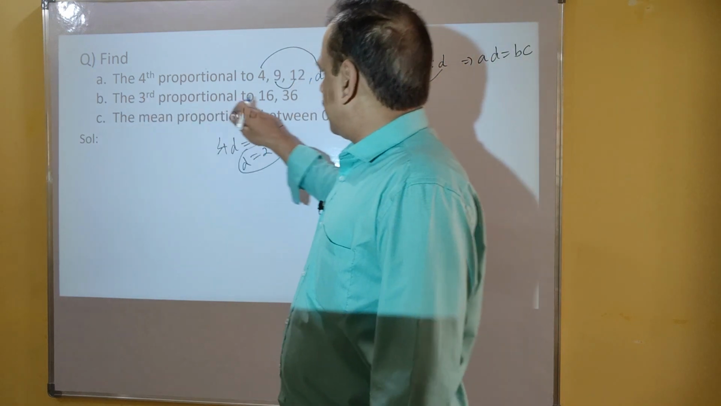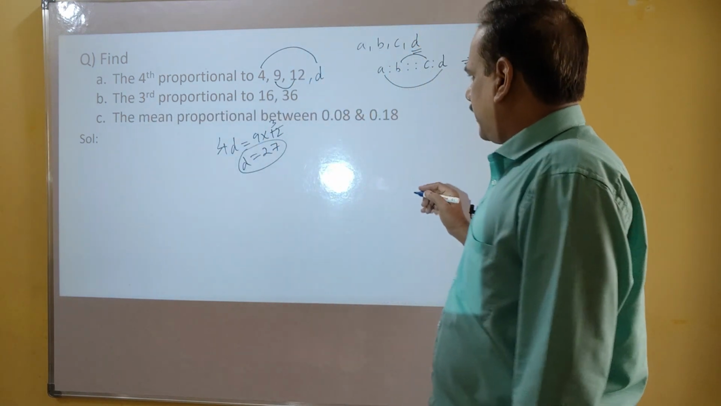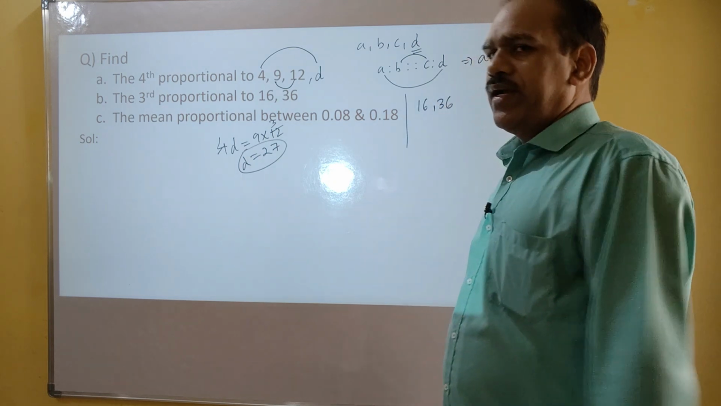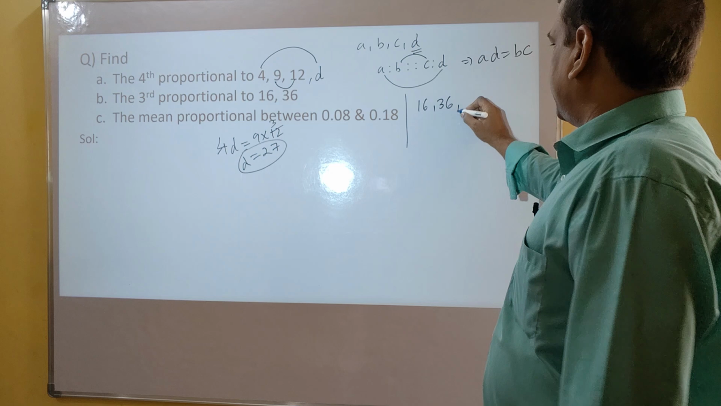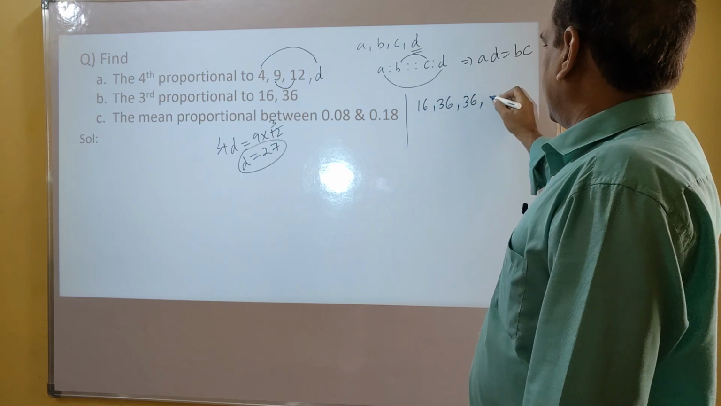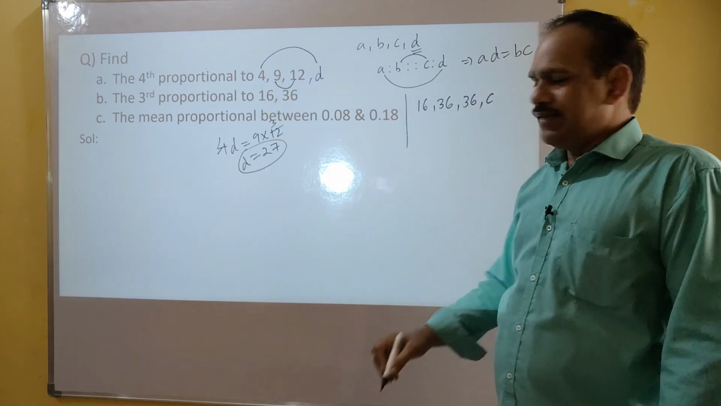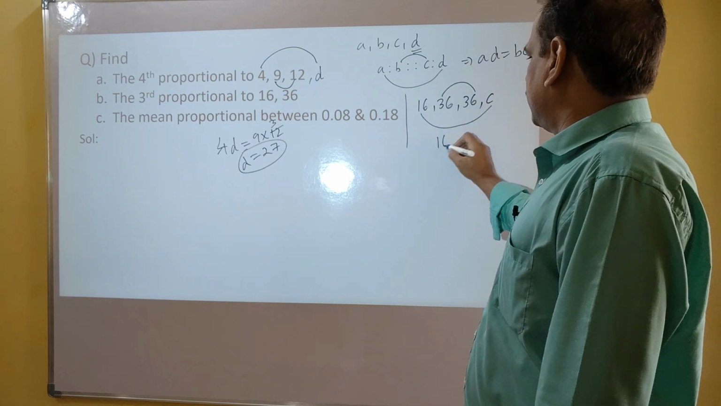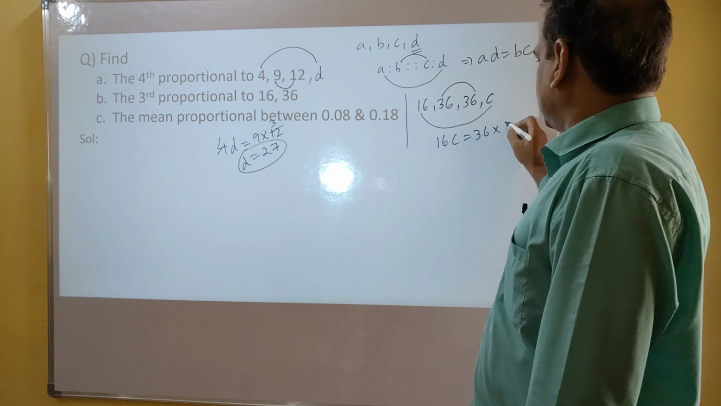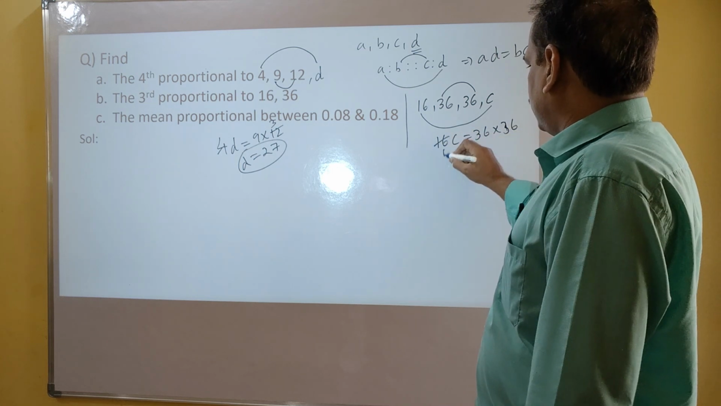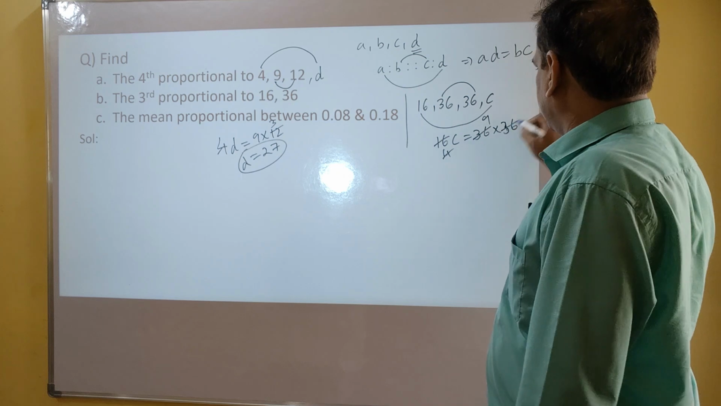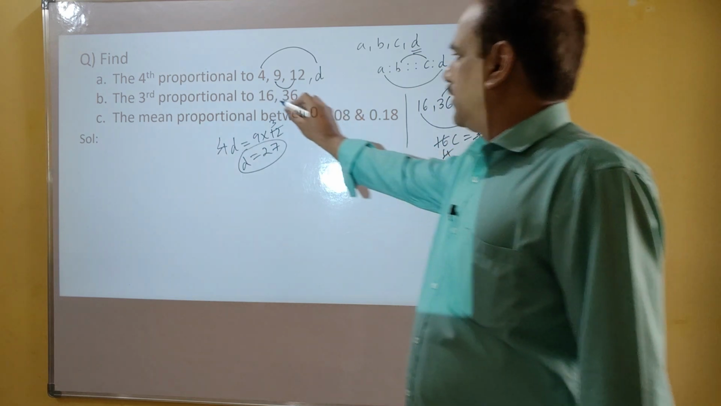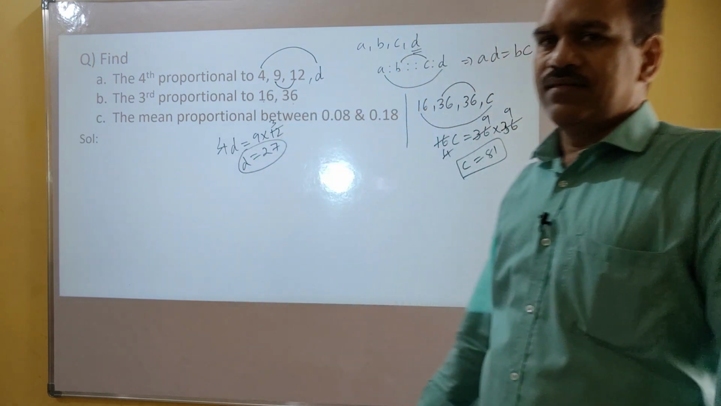Next, the third proportional to 16 and 36. So whenever you are given two numbers 16 and 36, asked to find third proportional, take the third number as 36 and fourth number as C. Then 16C equal to 36 into 36. So 4 cancels for 9, 81. So the third proportional to 16 and 36 is 81.